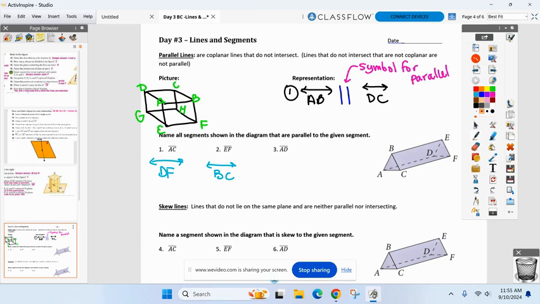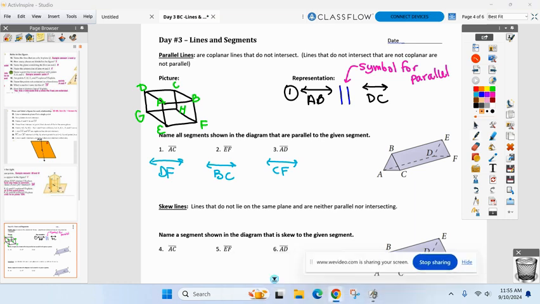And how about AD? Anything parallel to AD? Good, Rod. CF. Good work. Good job. All right. What I think is the hardest vocabulary word is coming up here, and that's skew lines.